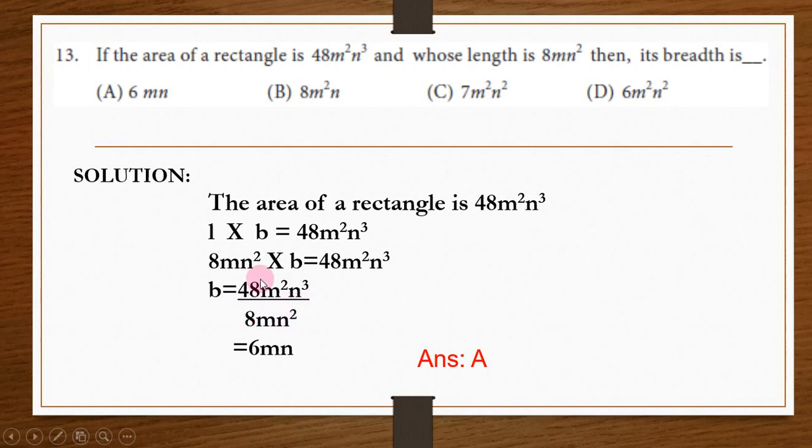So when we cancel 48 by 8, 6 will come. Here cancel, m will come, and n cube by n square, n will come. So 6 m n, answer A.